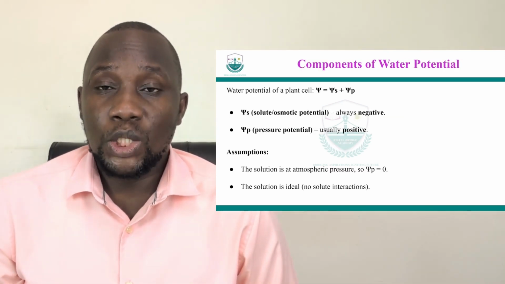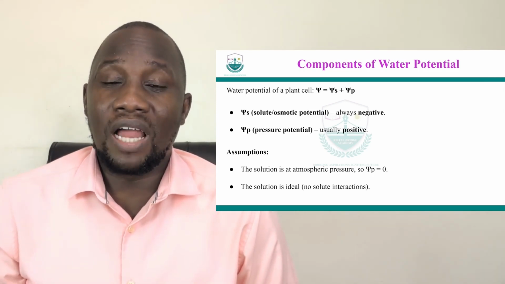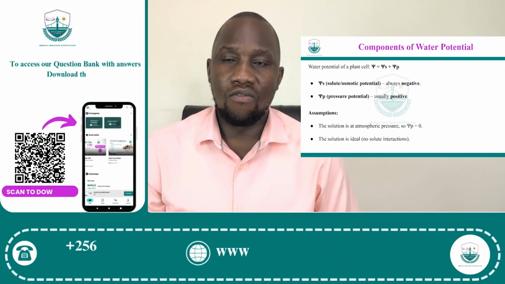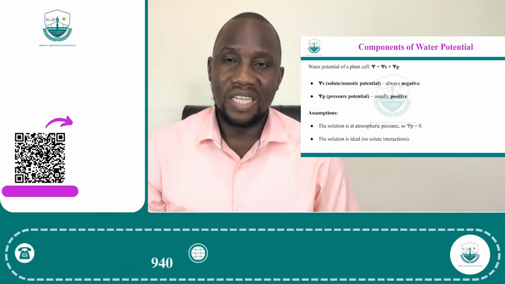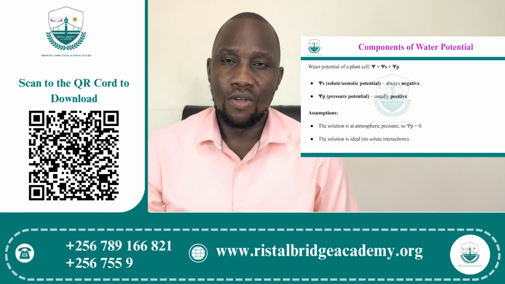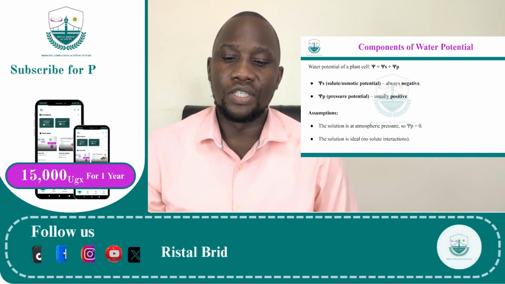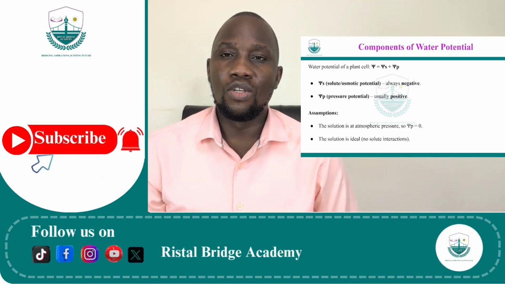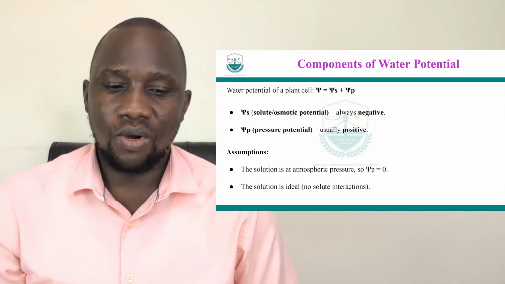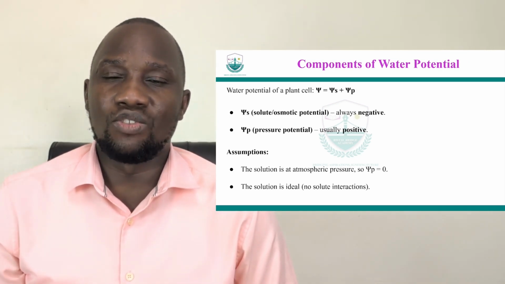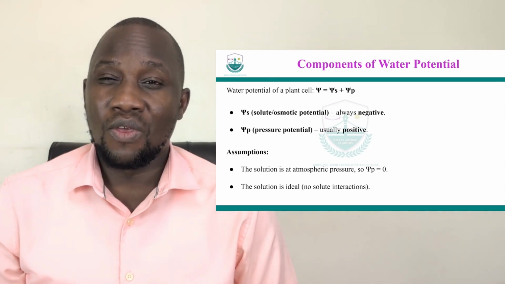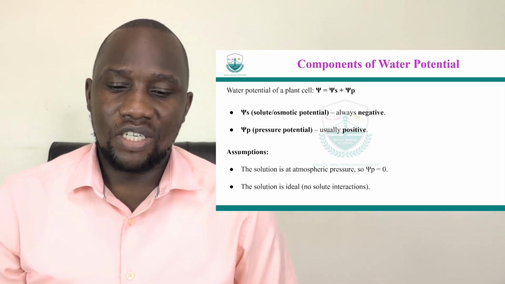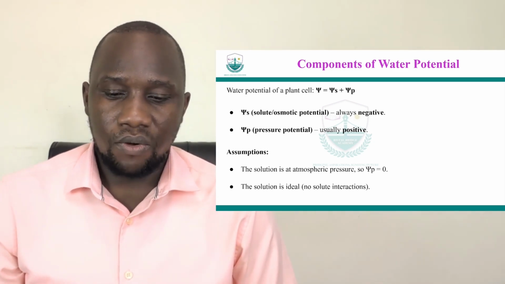Now, water potential can be calculated using a formula where water potential is equal to the solute potential, or the osmotic potential, plus the pressure potential. The solute potential, if we are not talking about pure water, has to be negative because pure water is 0. You add any solute, it becomes negative. And then the pressure potential is usually positive.